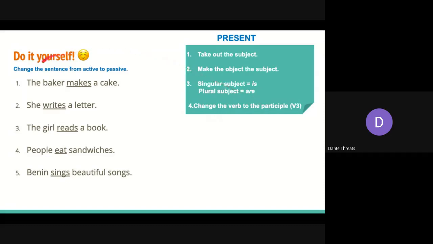So let's just do this first one really quick. We have the subject, the baker; makes is the verb, and a cake is the object, all right? So what's the first thing that we do? Okay, we take out the subject, right?